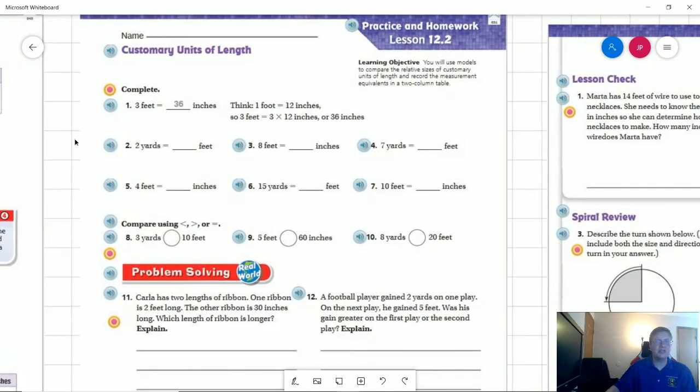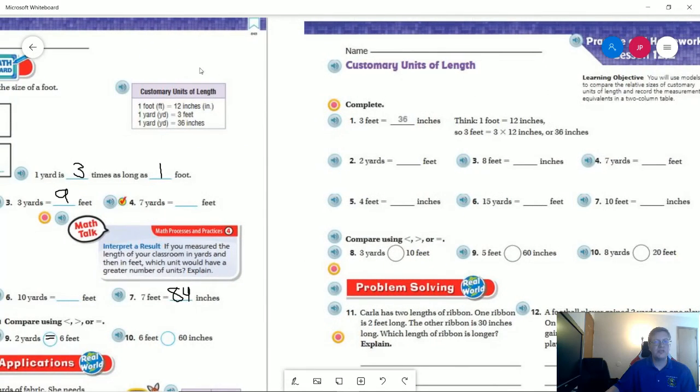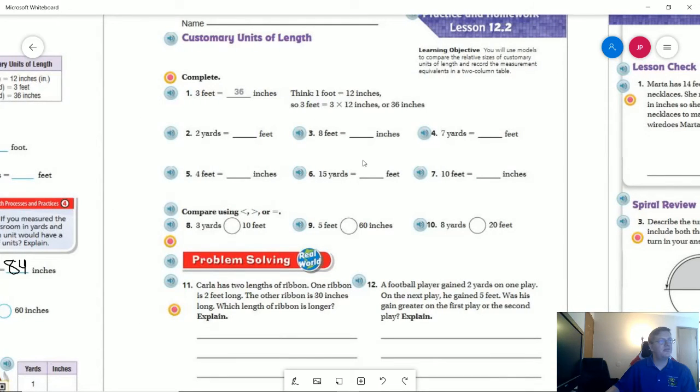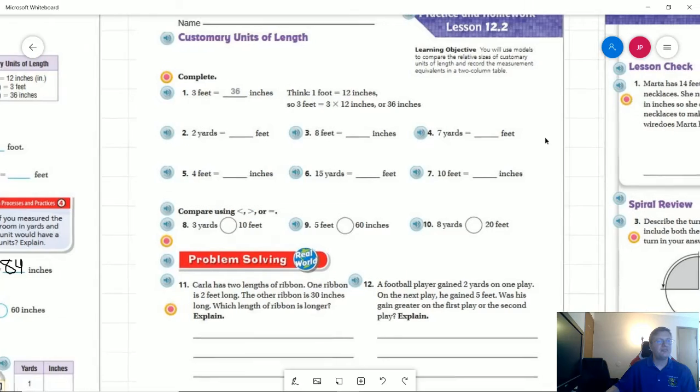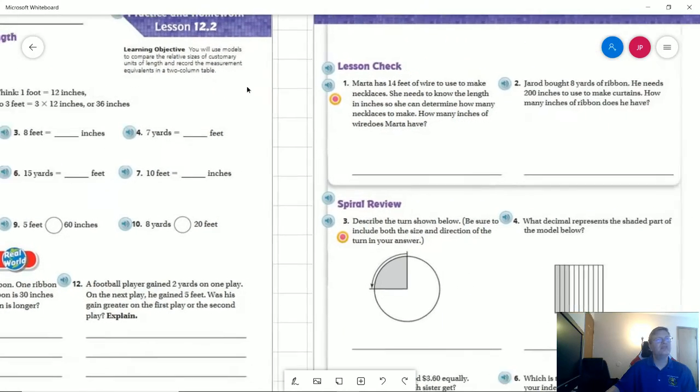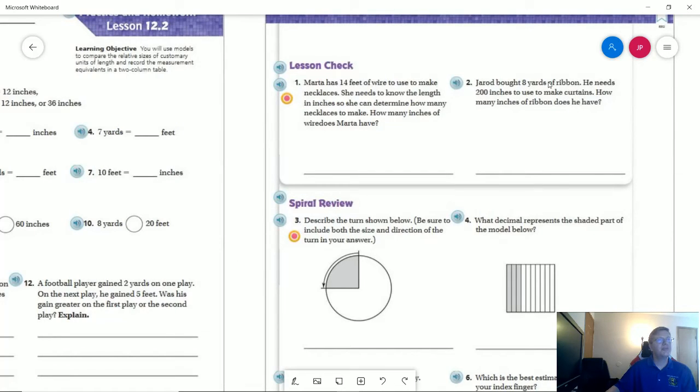As we go into the homework, again, you're going to want to keep this part handy as we work through our conversions. We're working on 2, 4, 6, 8, 10, and 12. On number 12, you are going to be doing a comparison. You need to figure out how many feet there are in 2 yards and compare that to 5 feet for number 12. The rest of it is just a matter of doing conversions.